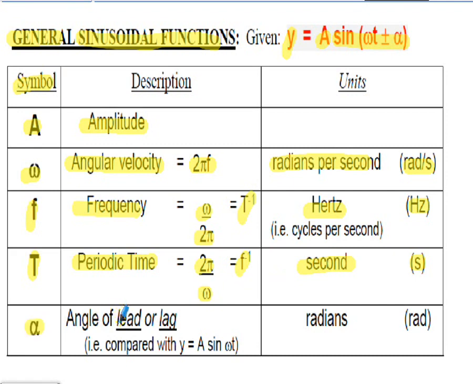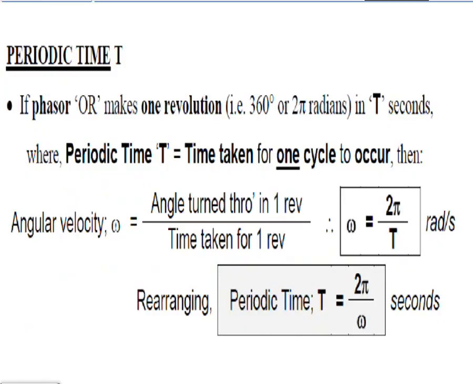Alpha is the lead or lag angle when comparing our waveform to the basic waveform of y is equal to A sine omega t. Alpha is usually in radians, rads, in this level of work.